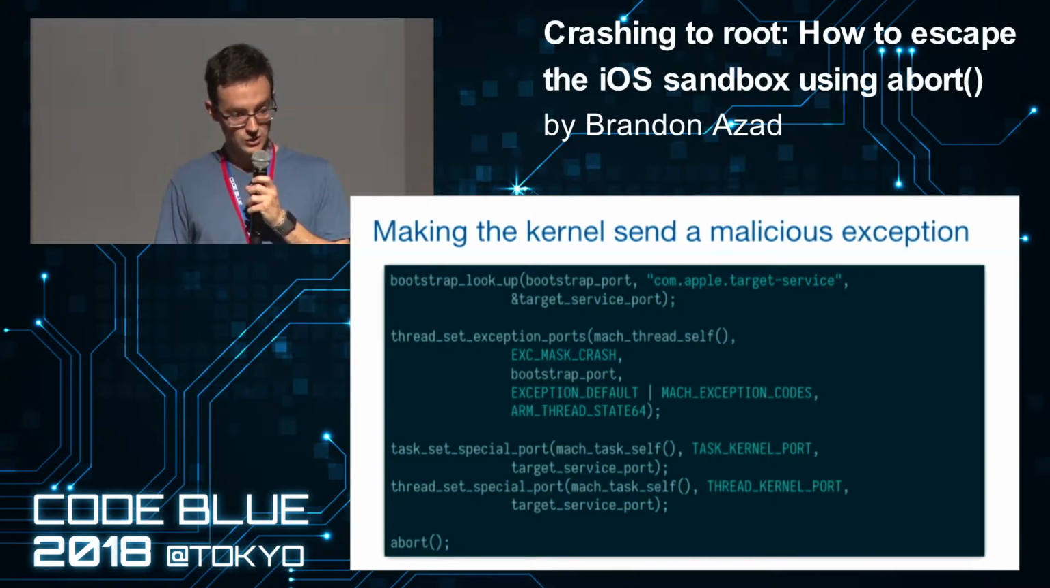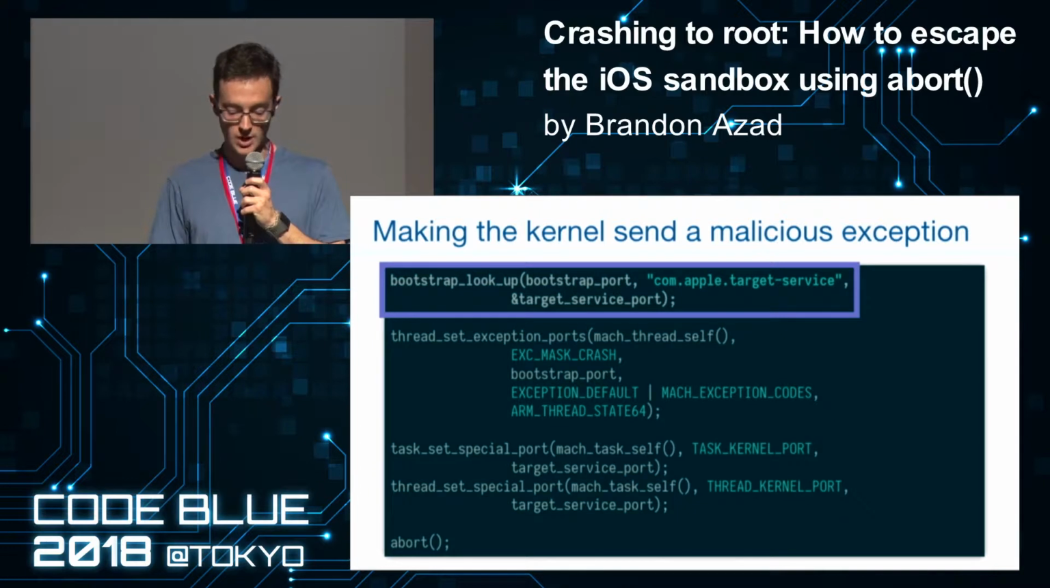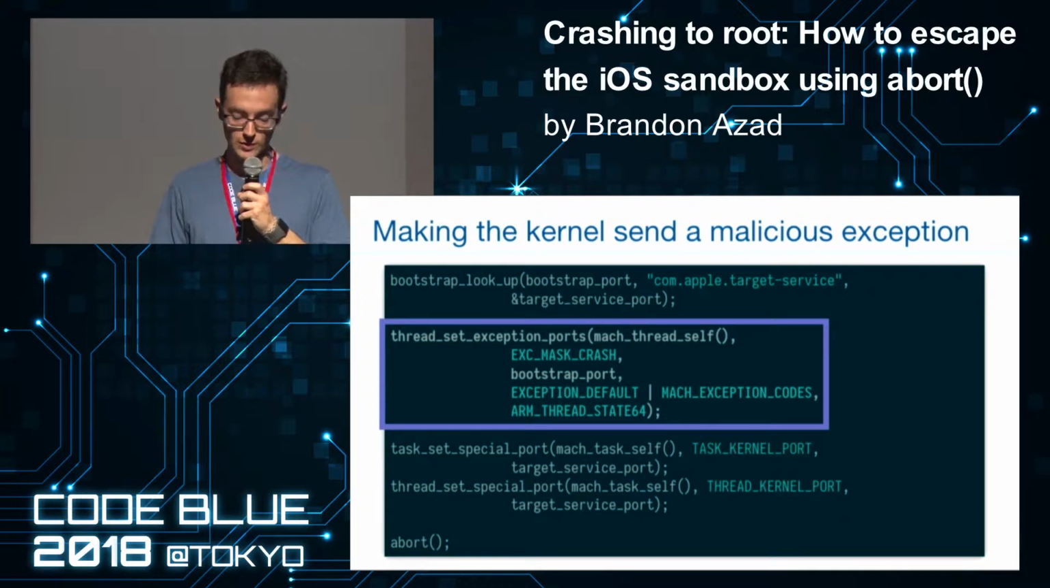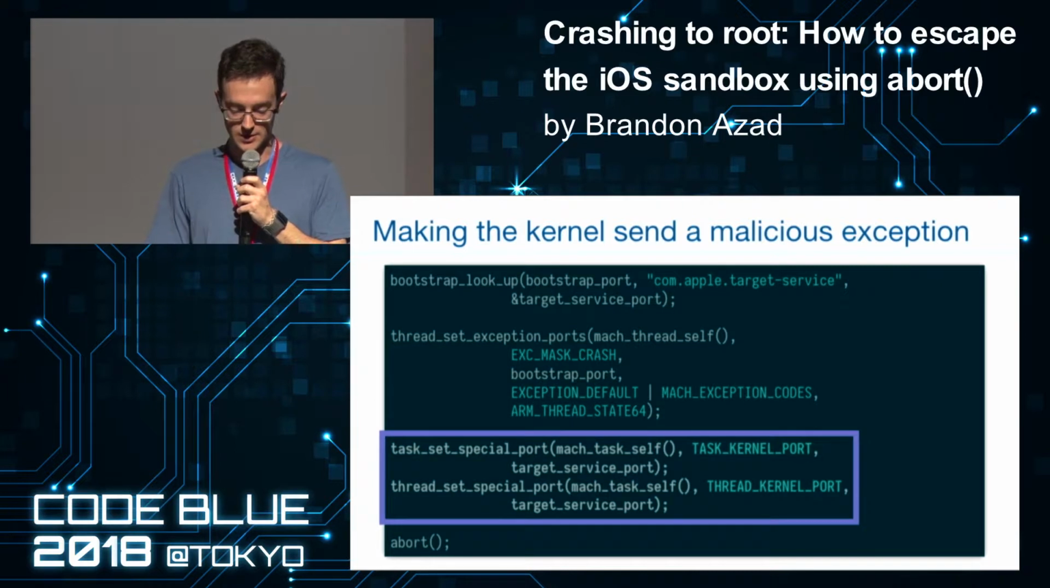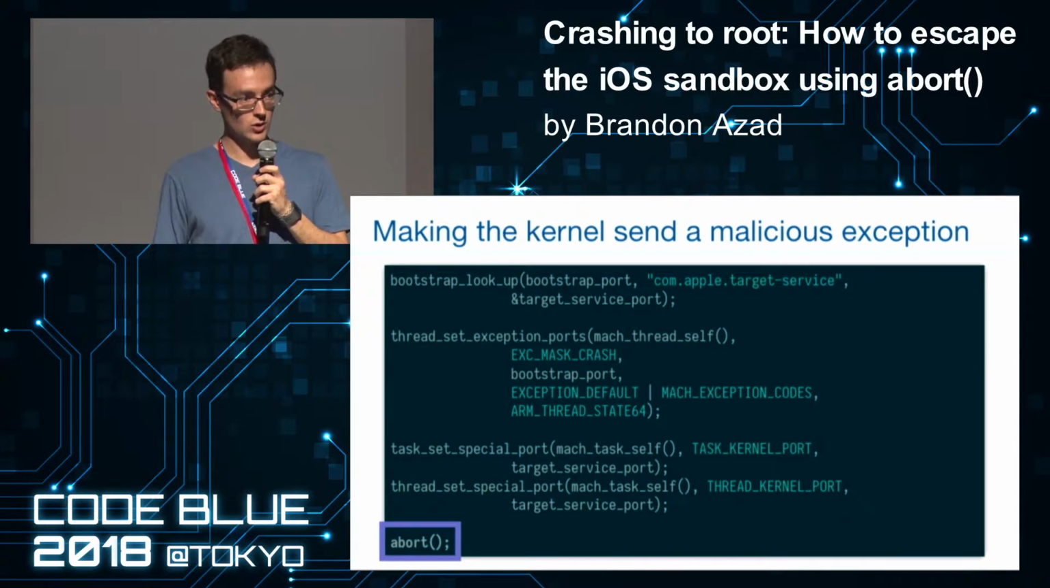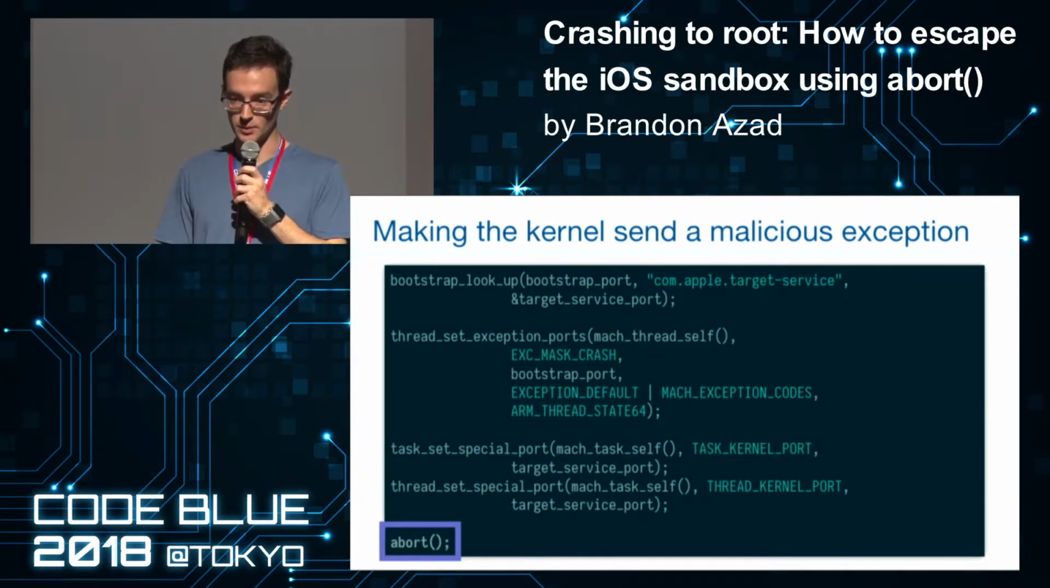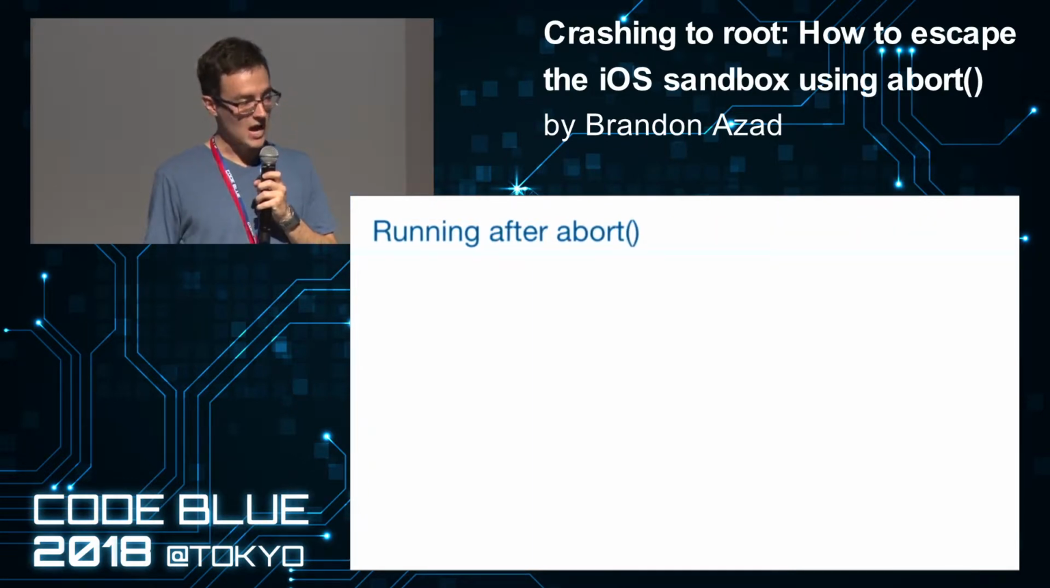It's actually pretty easy to trigger this bug. First, we look up the send right to the Mach service we want to free in LaunchD. Next, we register LaunchD to be our exception handler for XCrash exceptions. Then, we call task_set_special_port and thread_set_special_port to make the kernel use the target service port in the exception message. And finally, we call abort. This triggers the kernel to send a malicious XCrash exception message to LaunchD, causing LaunchD's send right to the target service to be freed.